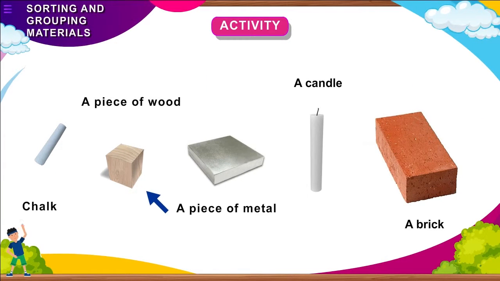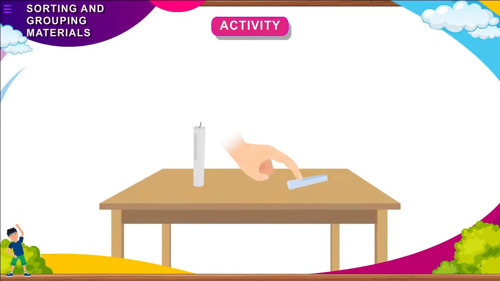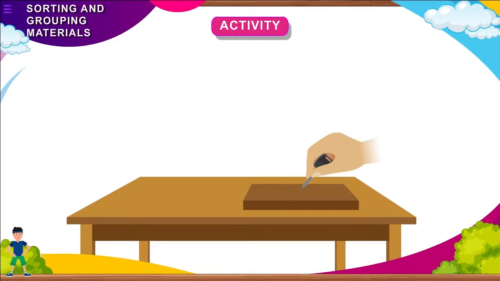Activity. Take a piece of chalk, a piece of wood, a piece of metal, a candle, and a brick. All these materials are solid and also appear hard. Now, scratch a candle and a chalk one by one. These can be scratched with your fingernails. Take a metal key and a piece of wood.